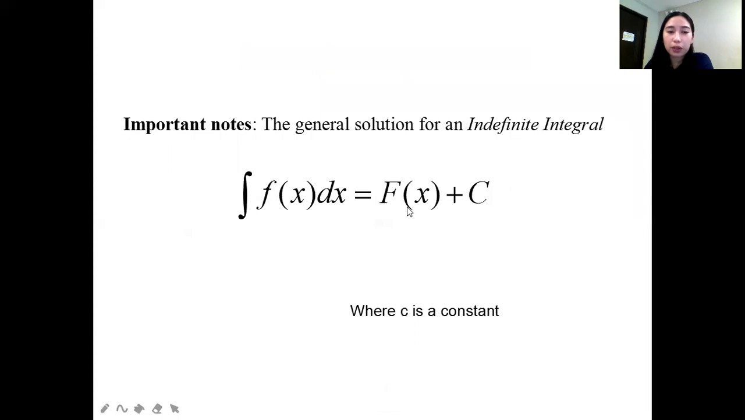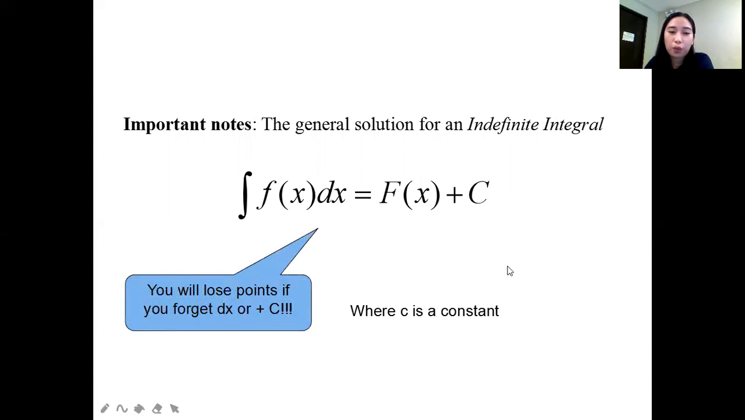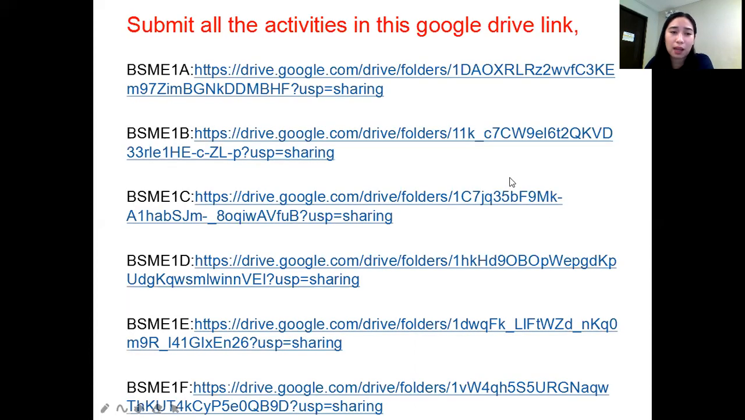And for our important notes, the general solution of an indefinite integral, integral of f of x dx is f of x, or the original function before siya gi-derive, plus c, and c stands for any real number, or it's a constant, which is a member of any real numbers. So you will lose points if you forget to add this dx here and plus c here. Okay, so dili na to dapat kalimtan.